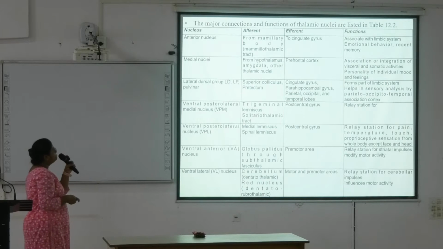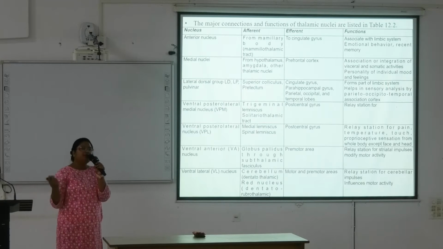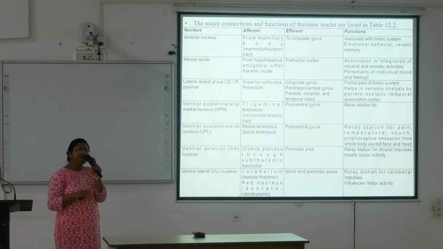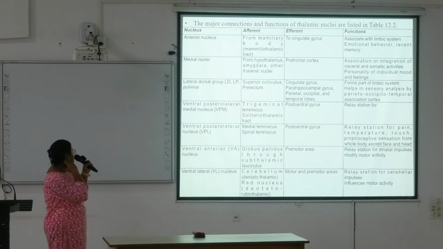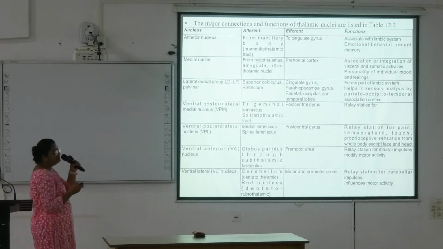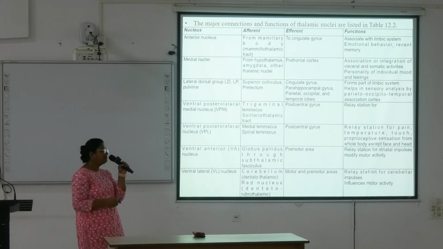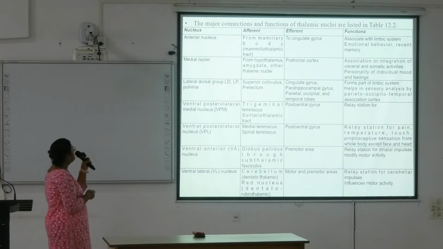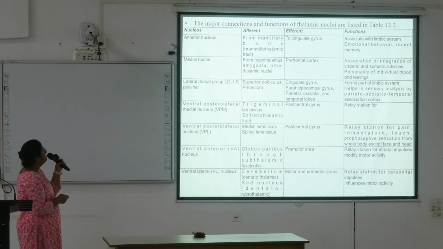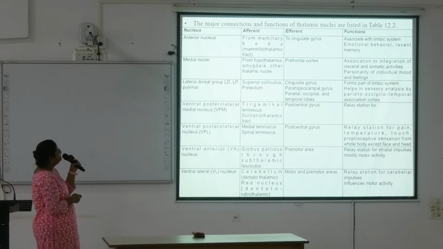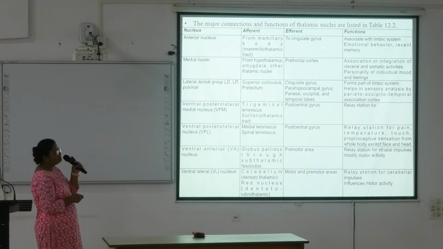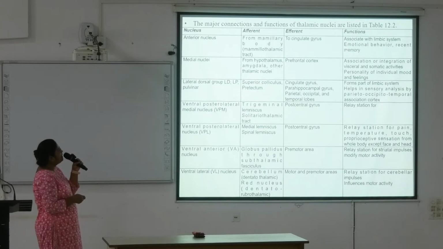Okay, so now for all these nuclei, where they are getting their afferent impulses and where they are sending their efferents, you have to know, and also what the functions of the individual nuclei are. First is the anterior nuclei. It gets afferents from the mammillary body via the mammillothalamic tract, and efferents go to the cingulate gyrus. Function is associated with the limbic system. It helps in emotional behavior and recent memory.